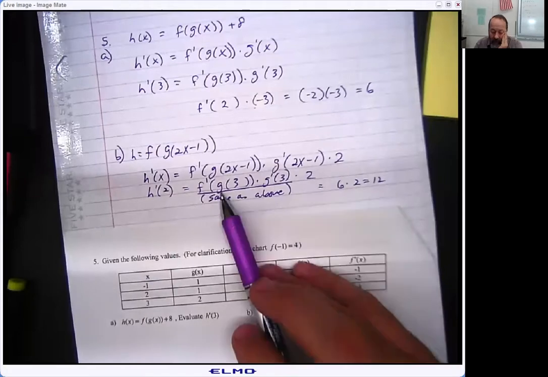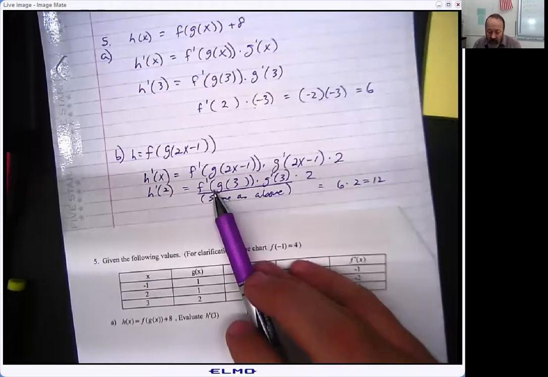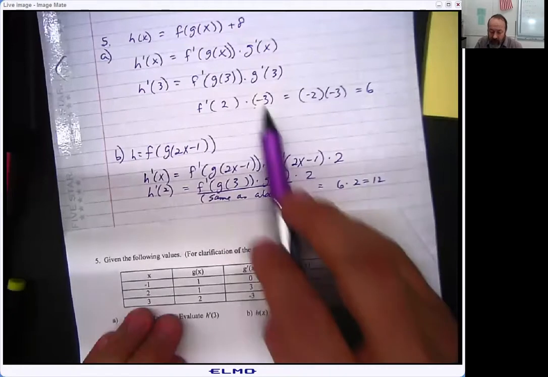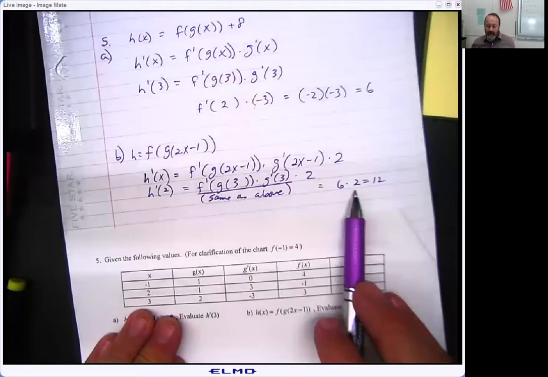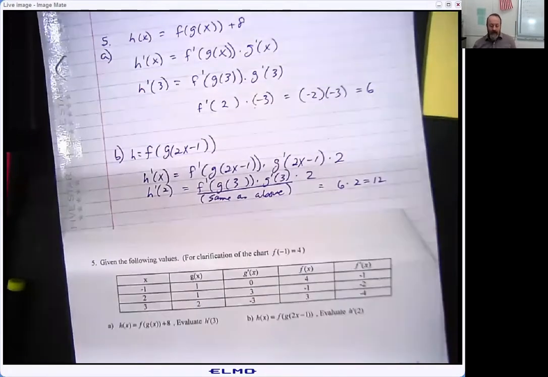And we just kind of happen to notice that all of this information was exactly the same as we had right here. So since all of this information was 6, multiply that by 2, and we've got 12.